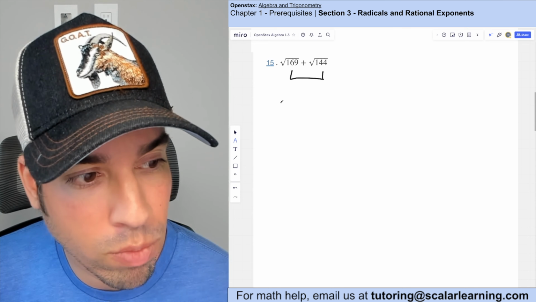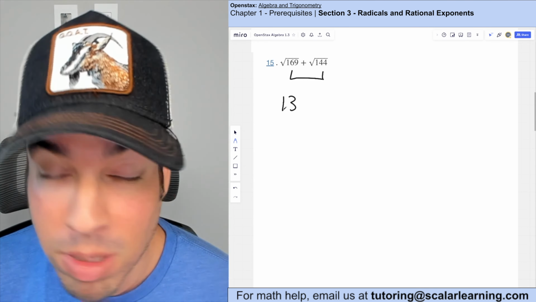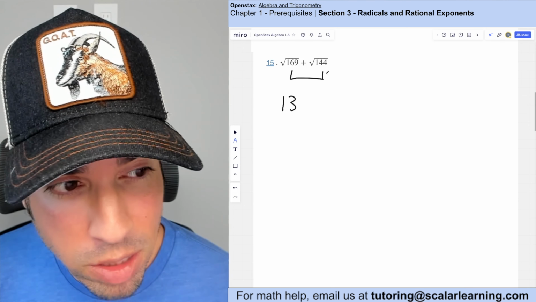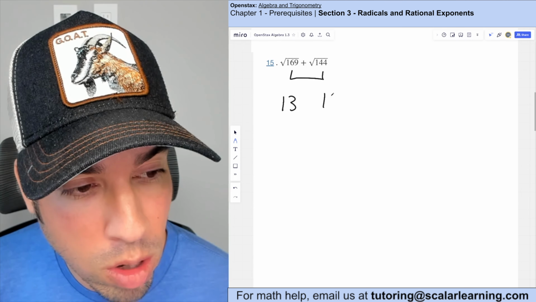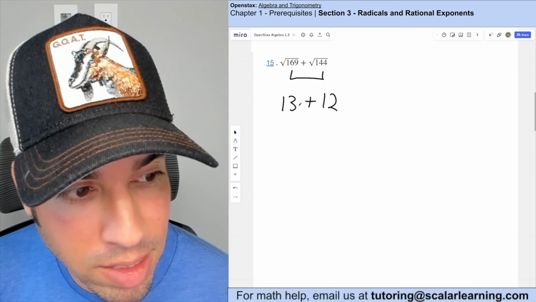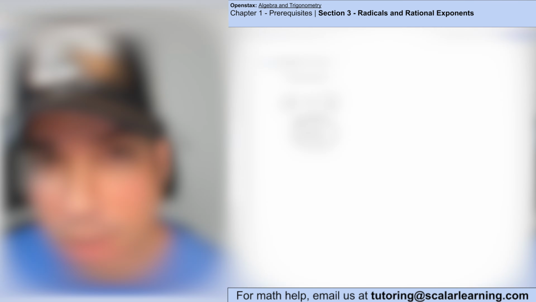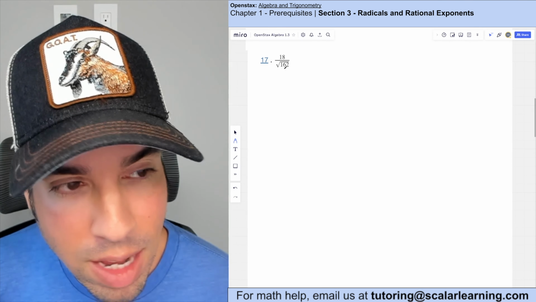So the square root of 169 is 13 because 13 times 13 is 169. Likewise, 144 is a perfect square. That is 12 times 12. And then we add these together. 13 plus 12 is 25. Boom, done.